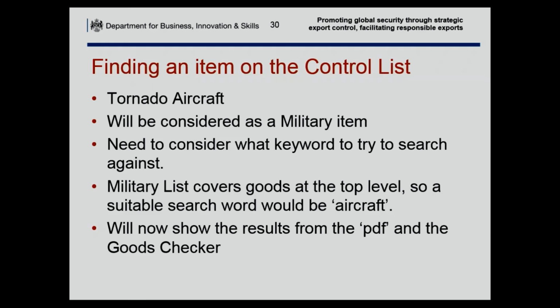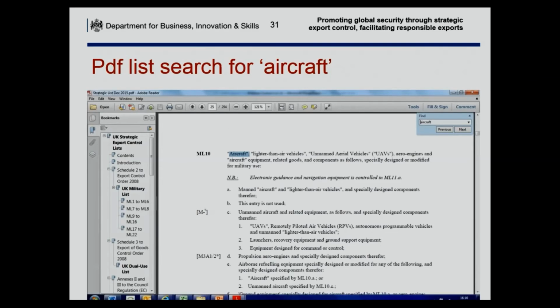So if we use aircraft as our search word, let's go to the next slide. I think I've used the PDF there. There you go. It's gone immediately to ML10. That is the entry that covers aircraft. If it's a Tornado, you just look down to the first entry. It's a manned aircraft. So that's where that will be controlled.